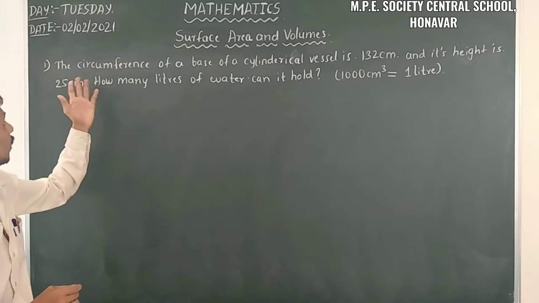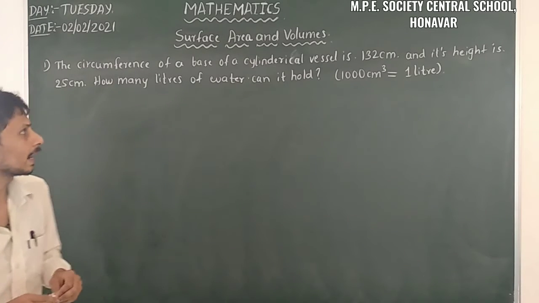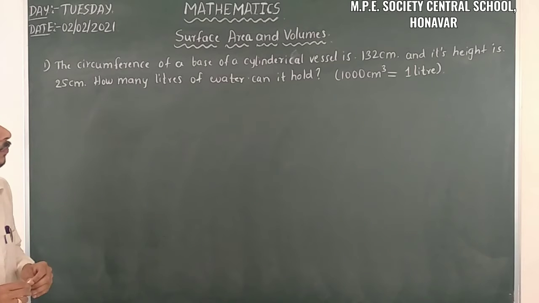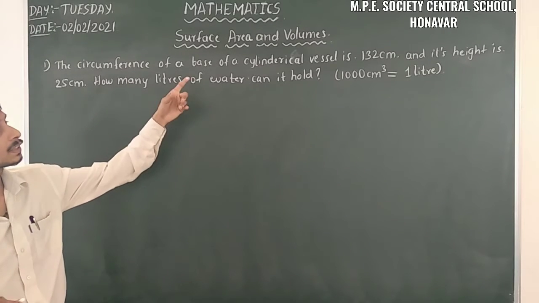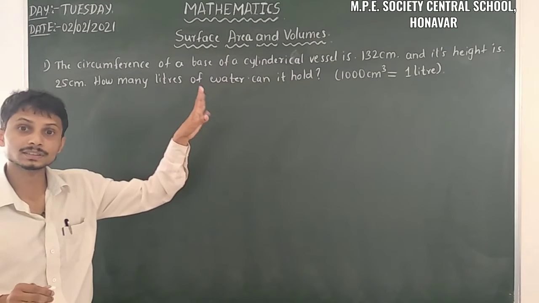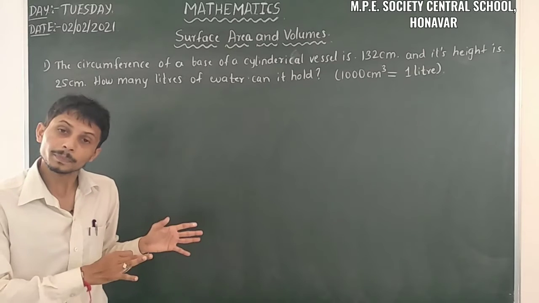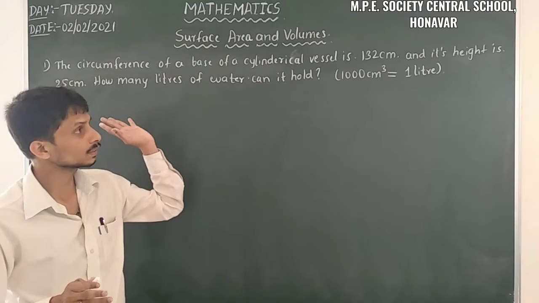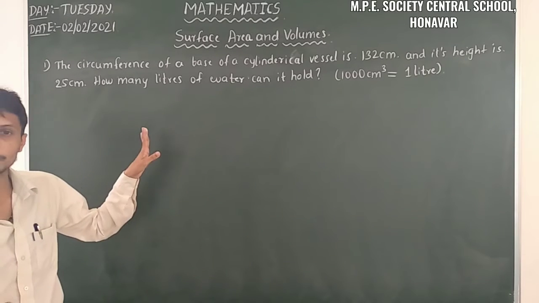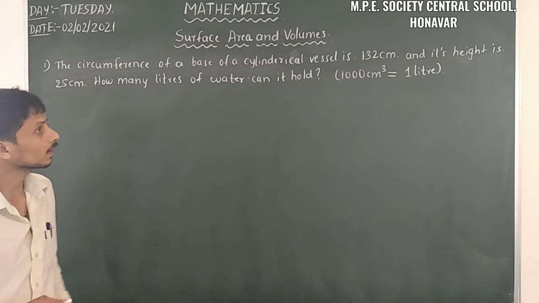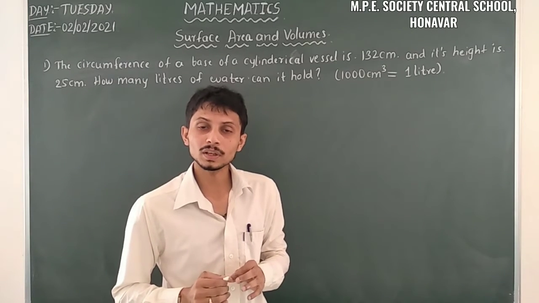So here just observe, we have the circumference of the base of a cylindrical vessel is 132 centimeter and its height is 25 centimeter. How many liters of water can it hold? That means some values are given: the circumference of the base circle is 132 centimeter, and its height is 25 centimeter, both in centimeter, no problem. So how many liters of water can it hold? And it is given 1000 centimeter cube is equal to 1 liter. Using this we have to find out.